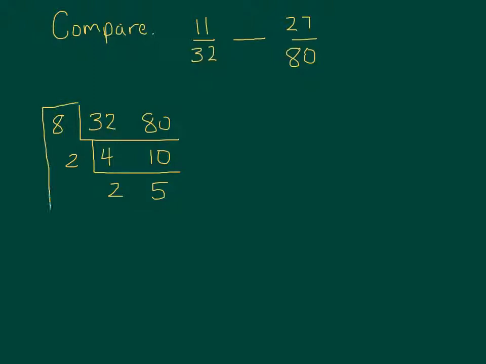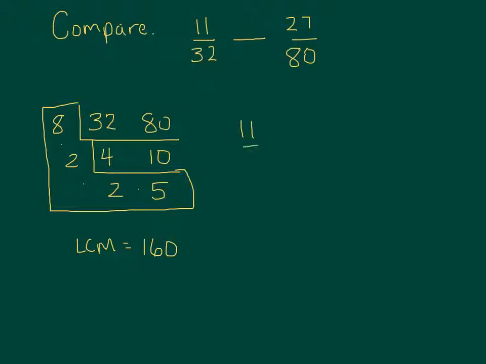So let's use our outside factors to find our least common multiple. If we multiply those, I have 16 and 10, so that would be 160. And the least common multiple of the two denominators is the least common denominator of our two fractions.